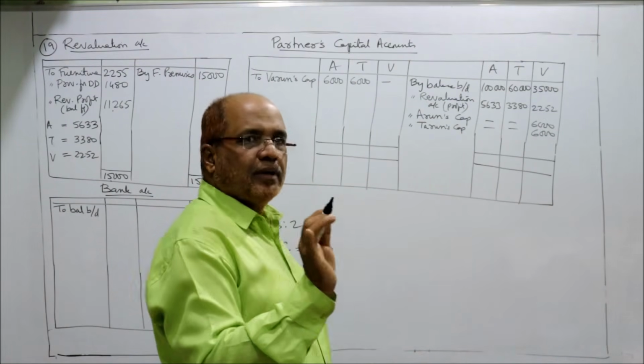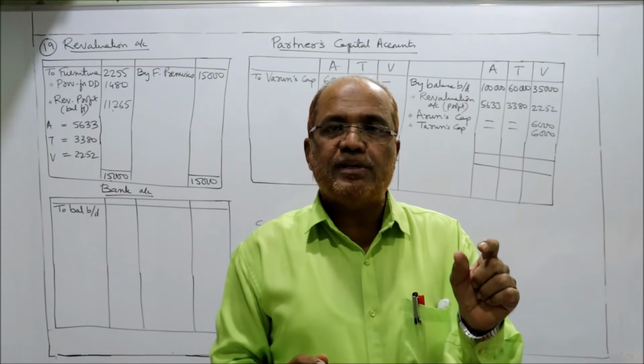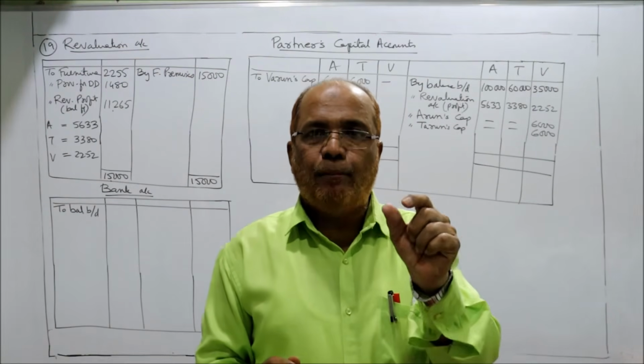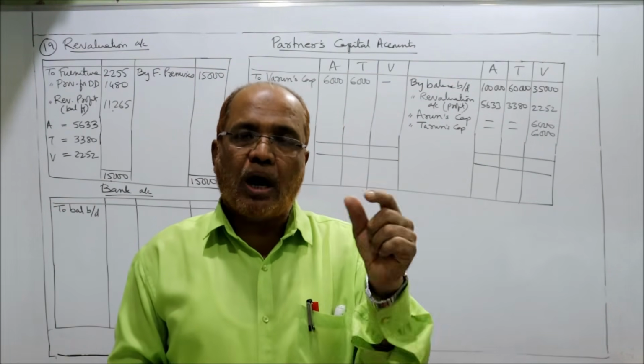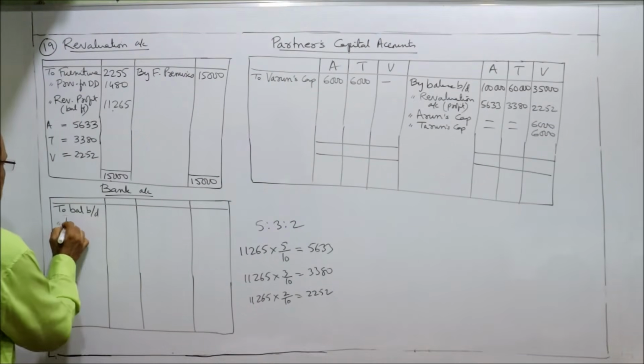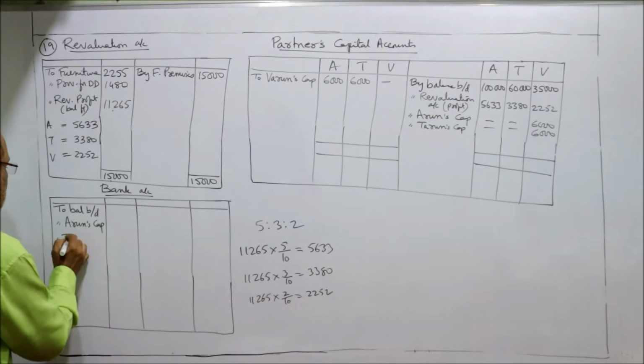Now one more thing. In order to make the payment to Varun, 20,000 rupees are brought in by Arun and Tarun. So entry will be bank account debit to Arun's capital, to Tarun's capital. So we debit the bank, to Arun's capital, to Tarun's capital.